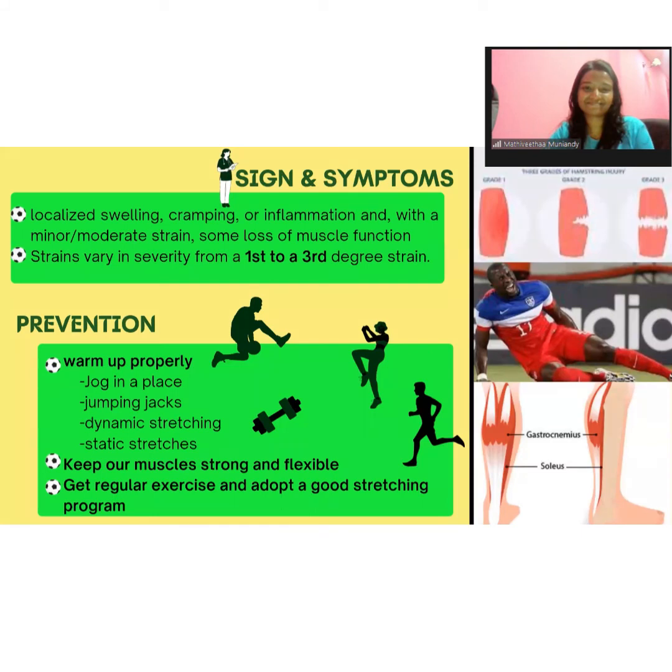Besides that, the best way to prevent hamstring injuries is to keep our muscles in good shape. Here are some ways to help protect ourselves against them. Firstly, we have to warm up properly before exercise or intense physical activity, for example, jogging in place, jumping jacks, dynamic stretching, and also static stretching. Secondly, keep our muscles strong and flexible. Get regular exercise and adopt a good stretching program so that our muscles don't get a shock when we do an intense workout.